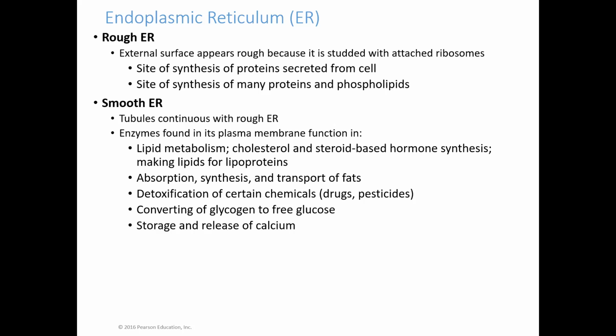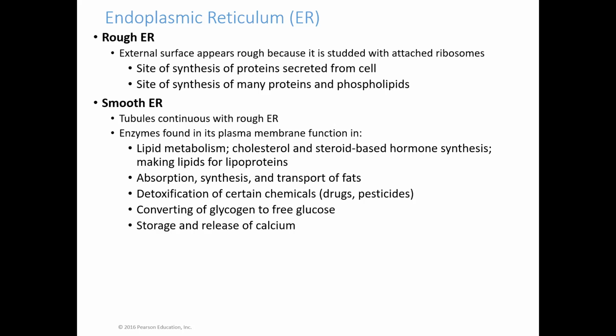So our smooth endoplasmic reticulum does an awful lot of work for us that we don't even consider when we think about all the things it processes to try and keep us in homeostasis. Another thing our smooth ER does is convert glycogen to glucose. Cells that have a lot of glycogen stored, like the liver but also the skeletal muscles, are going to have a lot of smooth endoplasmic reticulum to break glycogen down to glucose for energy.